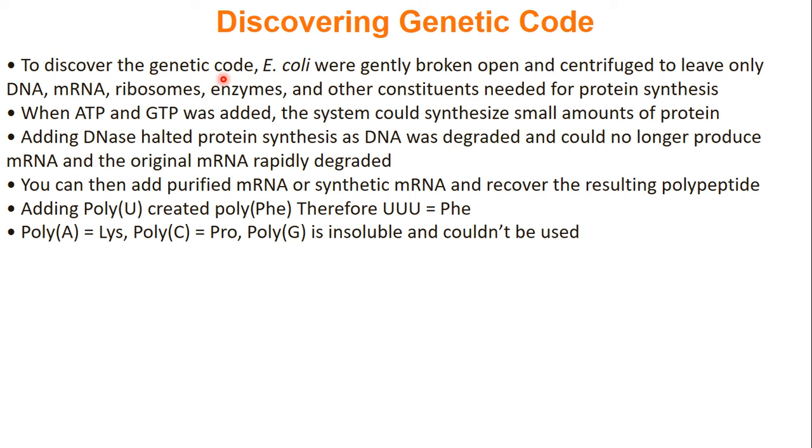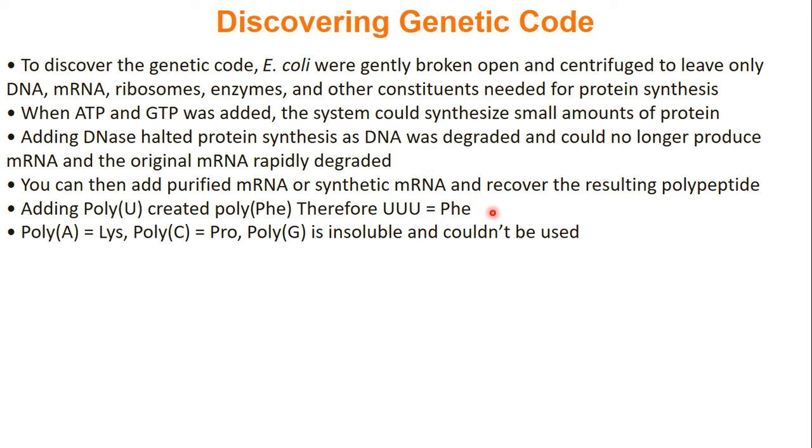To show that this worked, scientists would add ATP and GTP, and the system would synthesize a small amount of protein. You could also take this system and add the enzyme DNase. DNase chops up DNA, so when you add this, your DNA is degraded, protein synthesis now stops because you can't make any mRNA, and existing mRNA was rapidly degraded. So what you can do to discover the genetic code is add your own purified or synthetic mRNA and determine what polypeptide was made.